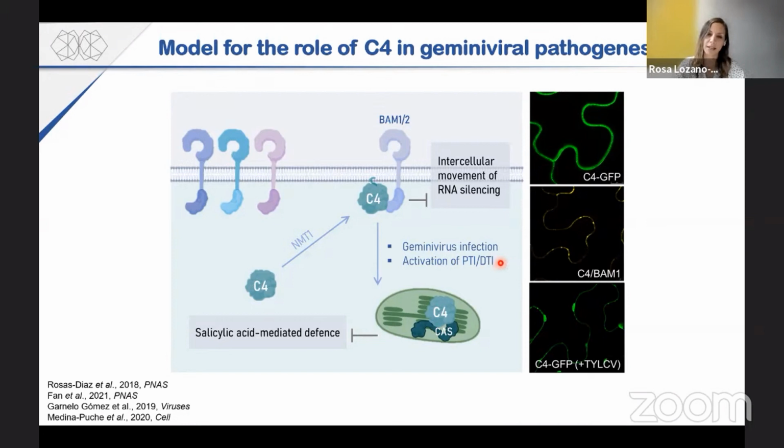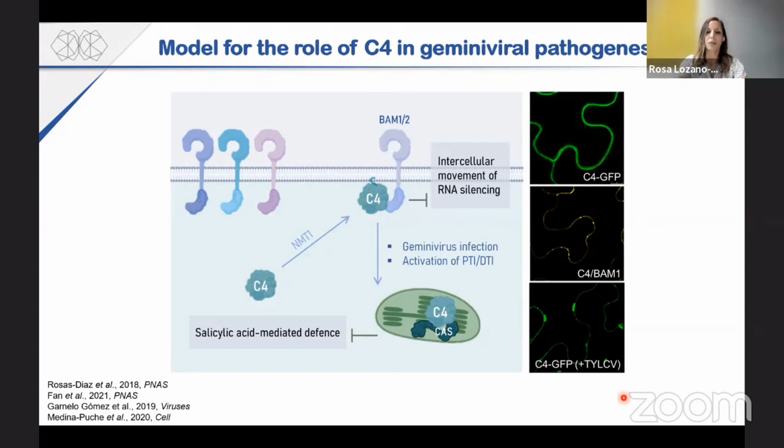Now, we have also found that when defense is activated, and this is something that happens when the virus is infecting the cell, then C4 can somehow be released from the plasma membrane and relocalize to chloroplasts. And in chloroplasts, C4 will be interacting with another plant protein, CAS, or calcium sensing receptor. And this will lead to the inhibition of the downstream activation of salicylic acid mediated defenses, which play a very important antiviral role. And what you can see in this last picture here is how C4, when the cell is infected, actually starts being depleted from the plasma membrane and strongly accumulating in chloroplasts.